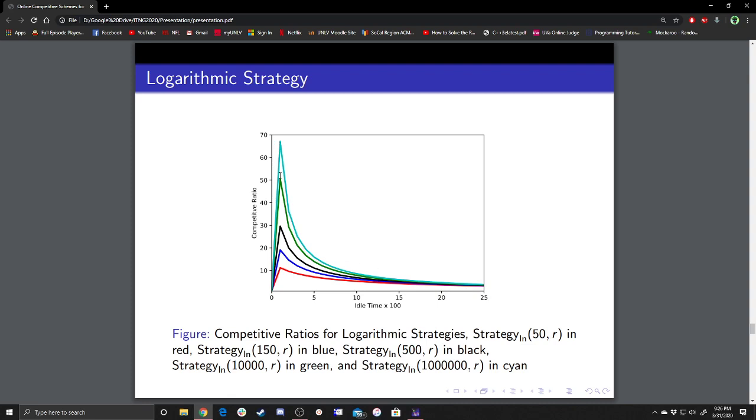So this curve tells us the competitive ratio at various times. If the request comes at a given time, the competitive ratio for this particular strategy will be at this level. And if a request comes at a different time, this shows the different possible competitive ratios for this algorithm. Essentially, the max of each strategy tells us the competitive ratio for that particular strategy.